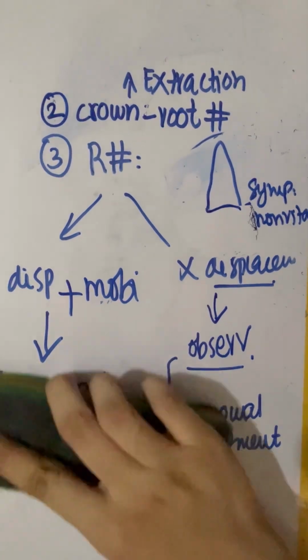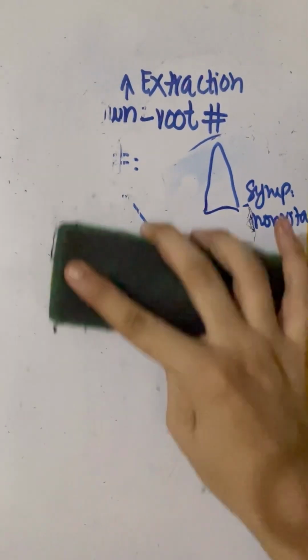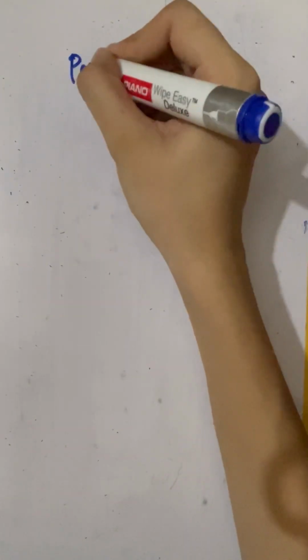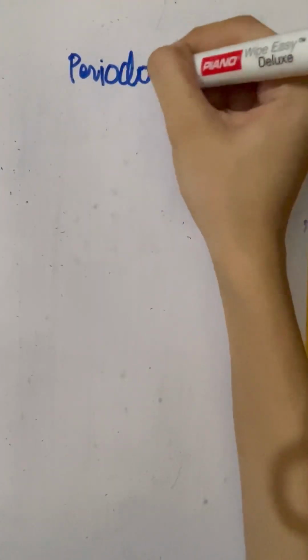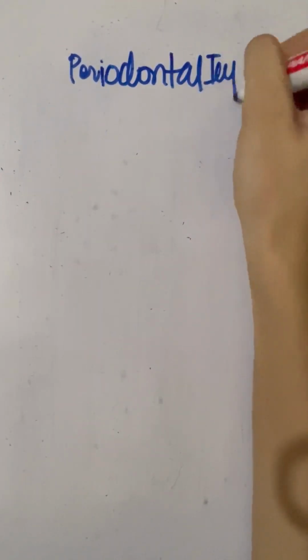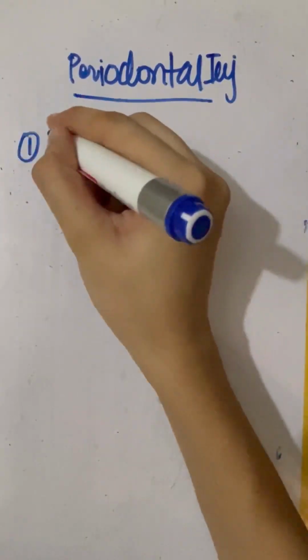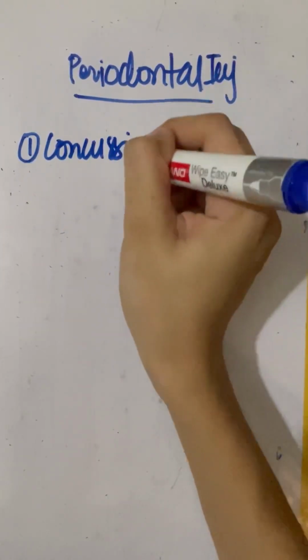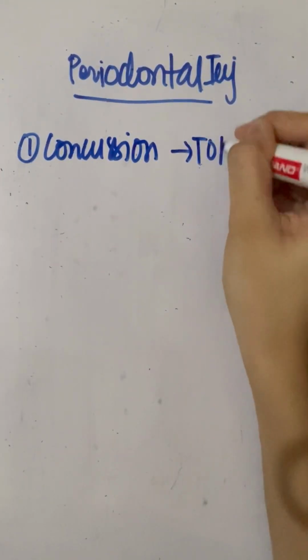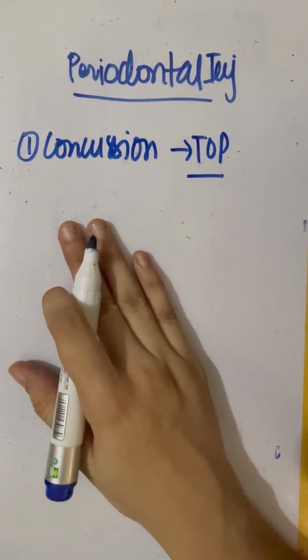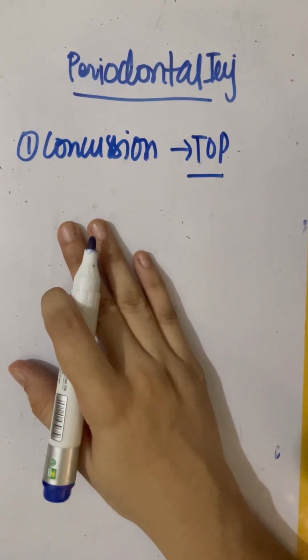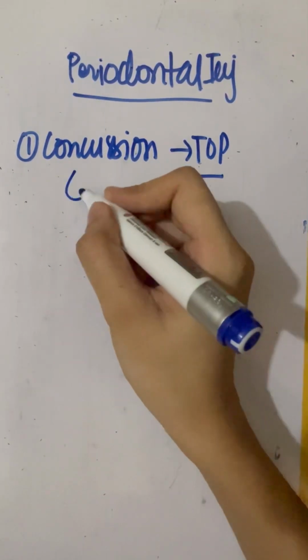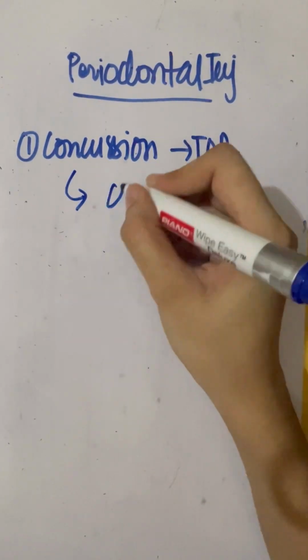Now we will discuss the management of periodontal injuries in the primary tooth. The first is concussion, which we discussed: there will only be tenderness on percussion. Concussion is always noticed when there is a change in color.